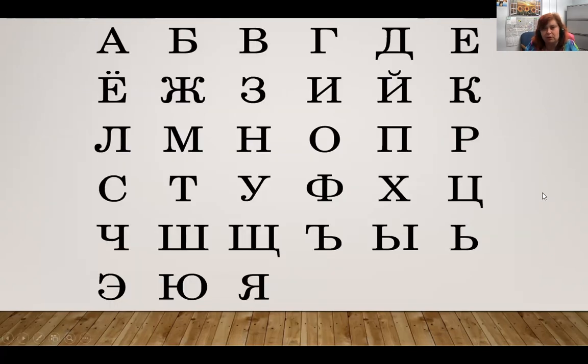Okay. This is what the Russian alphabet looks like. And I will read to you what the sound of each letter is. А, Б, В, Г, Д, Е, Ё, Ж, З, И, И краткое, К, Л, М, Н, О, П, Р, С, Т, У, Ф, Х, Ц, Ч, Ш, Щ, твердый знак, Ы, мягкий знак, Э, Ю, Я.